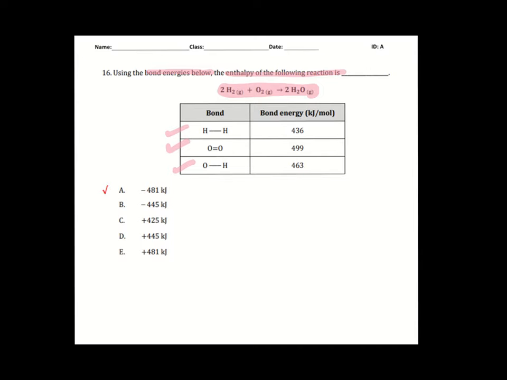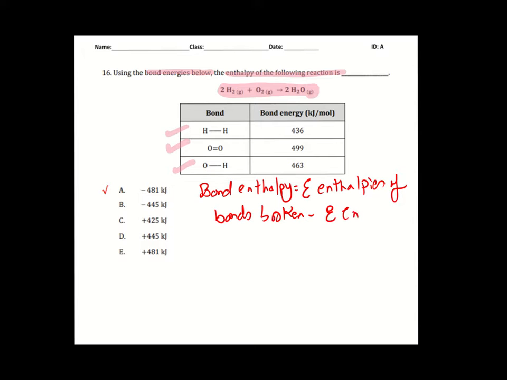You know first the value of a bond enthalpy. To calculate bond enthalpy, you need to find the sum of enthalpies of bonds broken minus the sum of enthalpies of bonds formed.